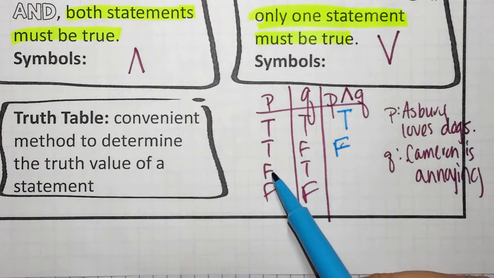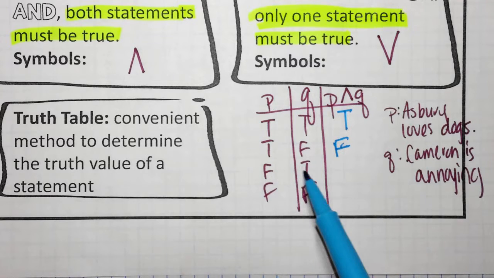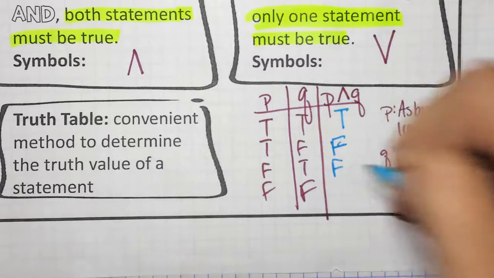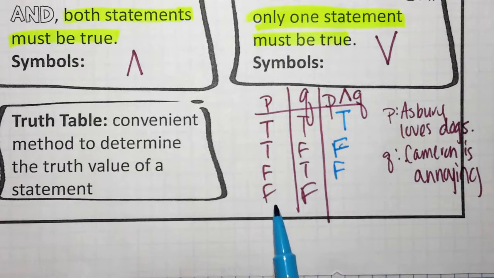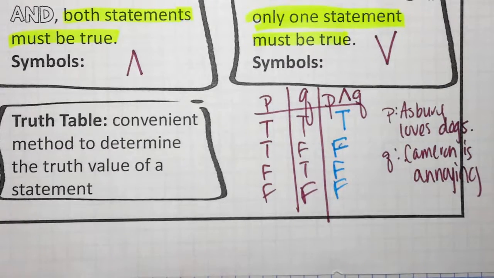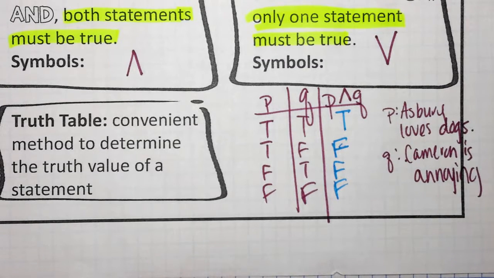Now let's look at this one. Asbury does not love dogs. Cameron is annoying. Is that a true statement? Because they both have to be true. Asbury does not love dogs. Cameron is not annoying. False. They both have to be true for the conjunction to be true.